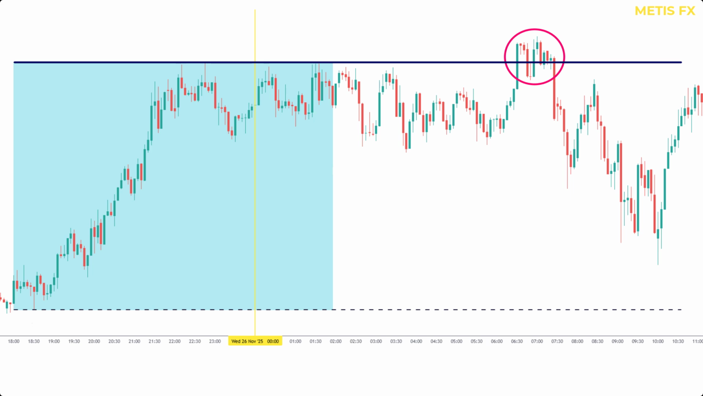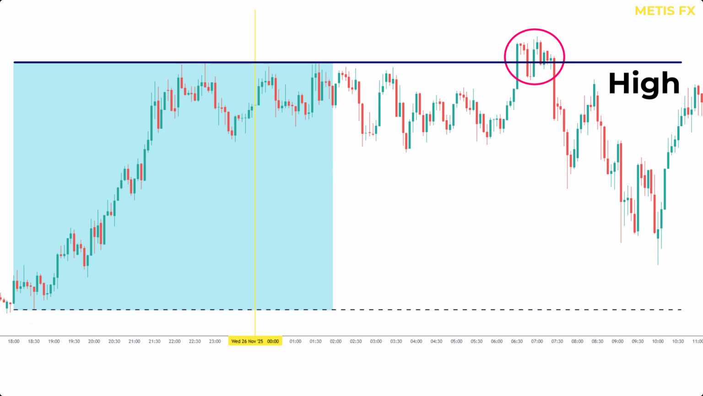This fast move has many names, such as liquidity grab or fake breakout. This movement carries an important meaning for us. I broke this high and created a new high, but it seems the direction was wrong.